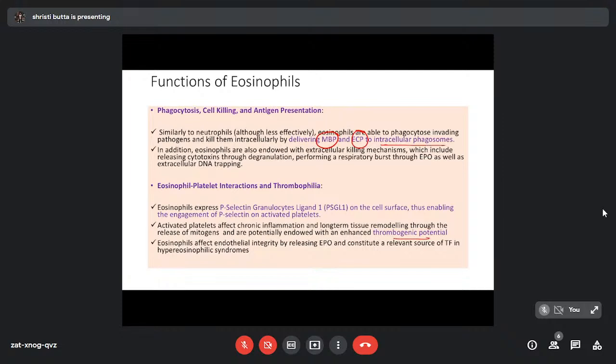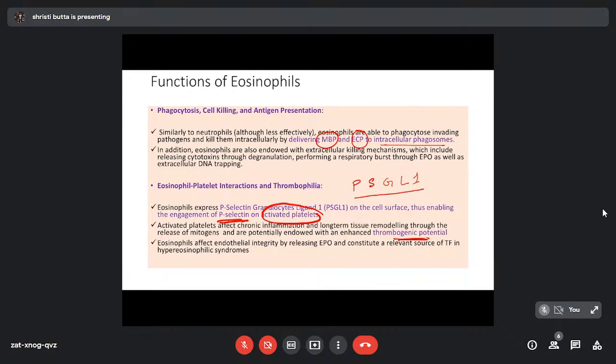The reason behind it is the fact that eosinophils express the P-selectin glycoprotein ligand 1. This P-selectin glycoprotein ligand 1 on the cell surface of the eosinophils enables the engagement of the P-selectins on the activated platelets. So the P-selectins which are expressed on the activated platelets get engaged with the P-selectin glycoprotein ligand 1 on the surface of the eosinophils. Activated platelets culminate in a chronic inflammatory reaction and remodeling, so hence thrombogenic potential can be implicated to eosinophils as well.